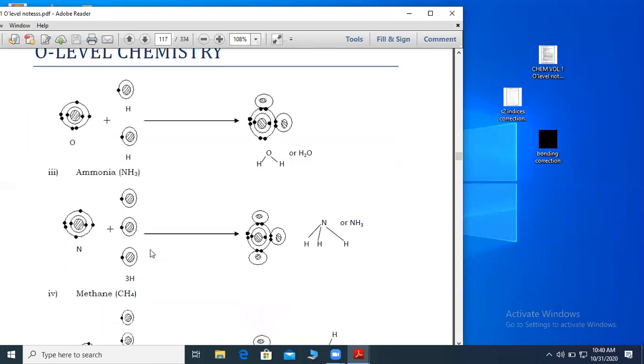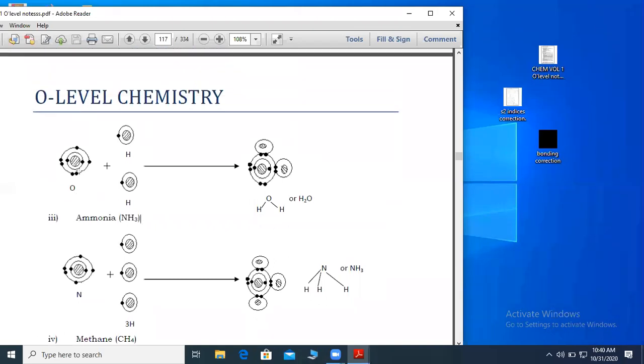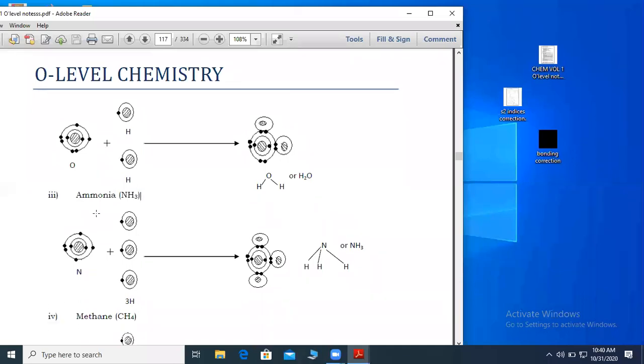We look at a compound of ammonia. Ammonia is formed between nitrogen and hydrogen. The first thing you do is draw the electronic configuration of nitrogen. That means nitrogen has 5 electrons in the outermost shell. So it requires another 3 to have 8.